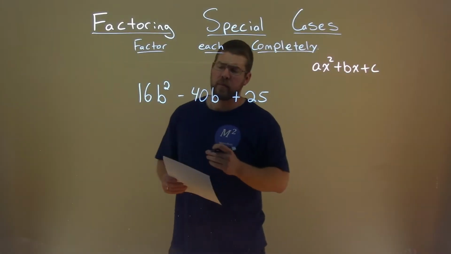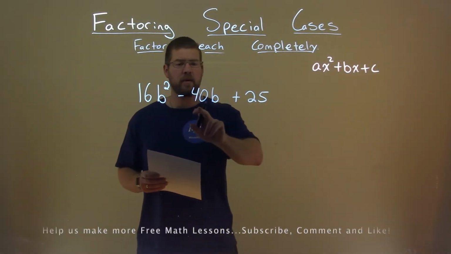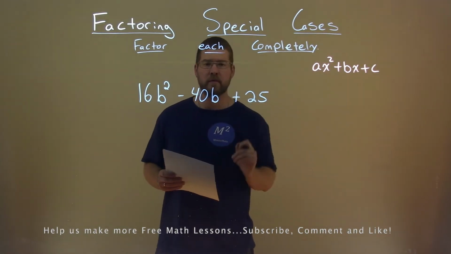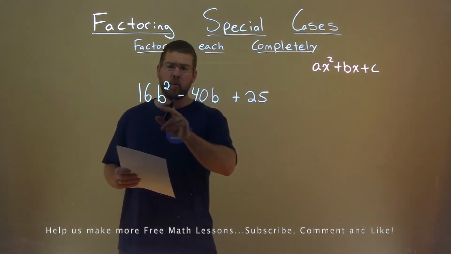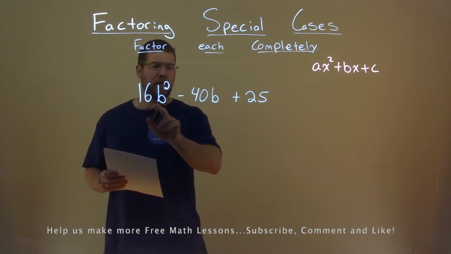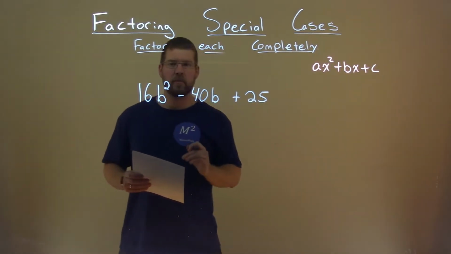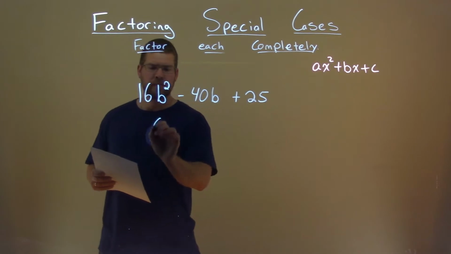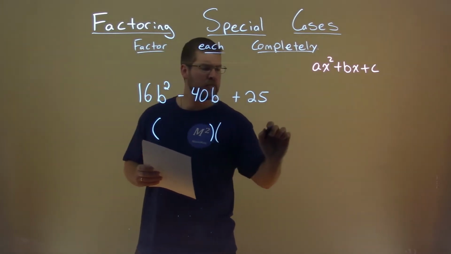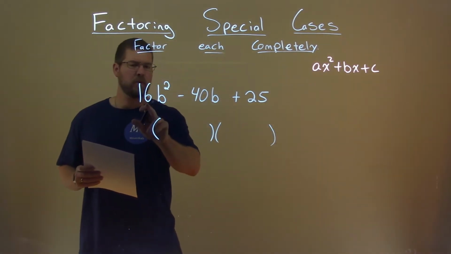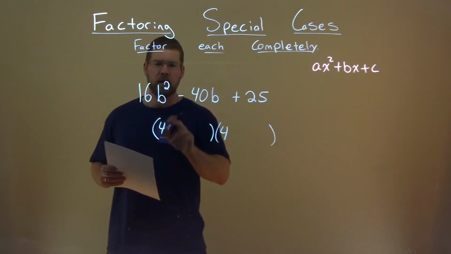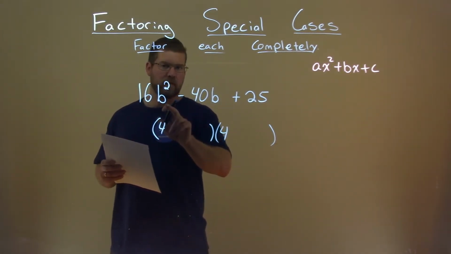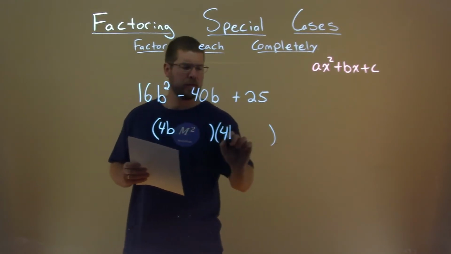We're given this problem right here, 16b squared minus 40b plus 25, and we want to factor this completely. What I notice here is that my a value and c value are both perfect squares. So we know it has to be factored in some form like this. Well, the square root of 16 is 4, so put 4 here and 4 here. The square root of b squared is b, and b.